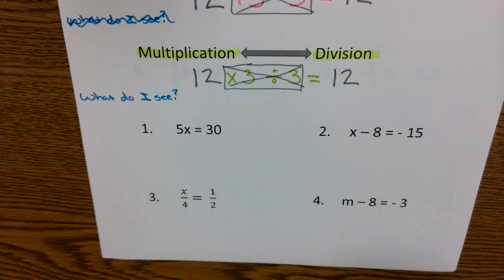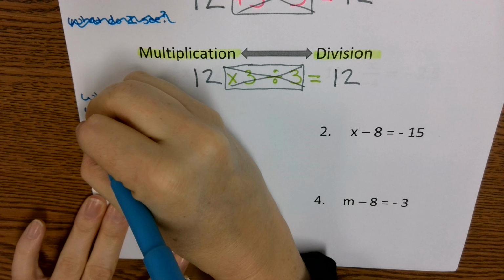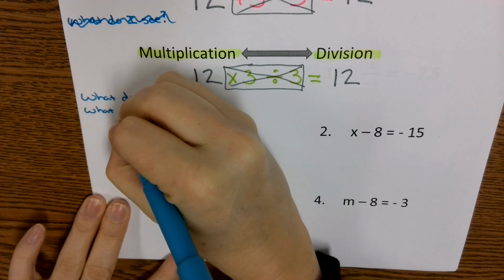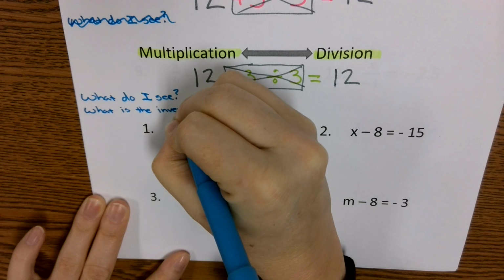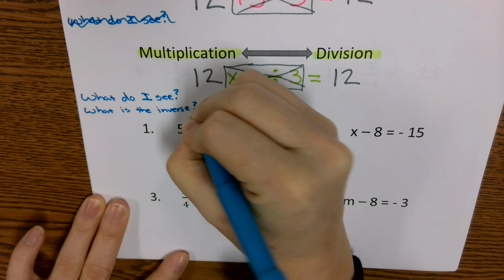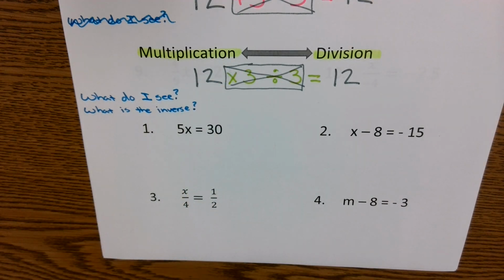So then when I ask the next question, what is the inverse? It makes it that much simpler to know what inverse operations I'm going to do in order to isolate our variable. Okay, what do I see? What is the inverse of what I see?